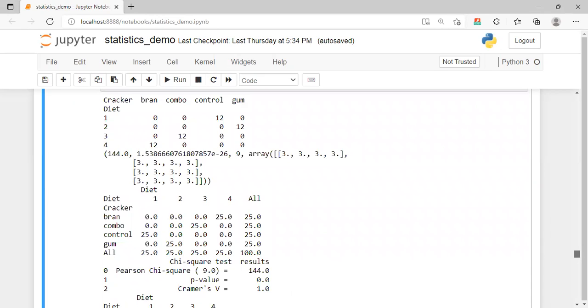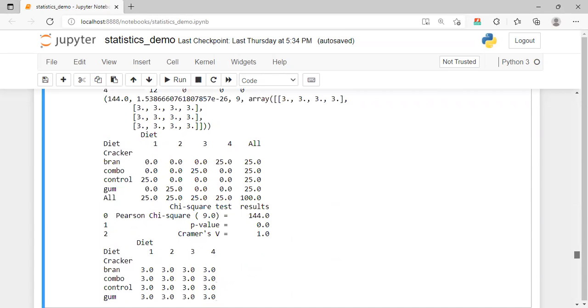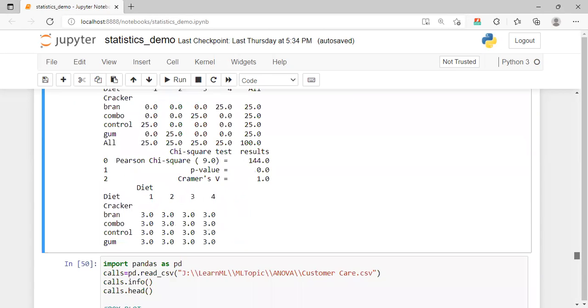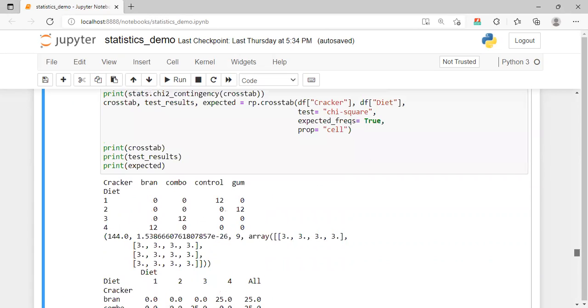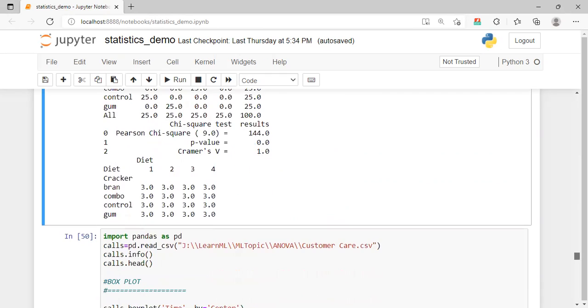Look, test results, expected. This is your expected value. This is your chi-square statistic. P value 0.0, Cramer's V.